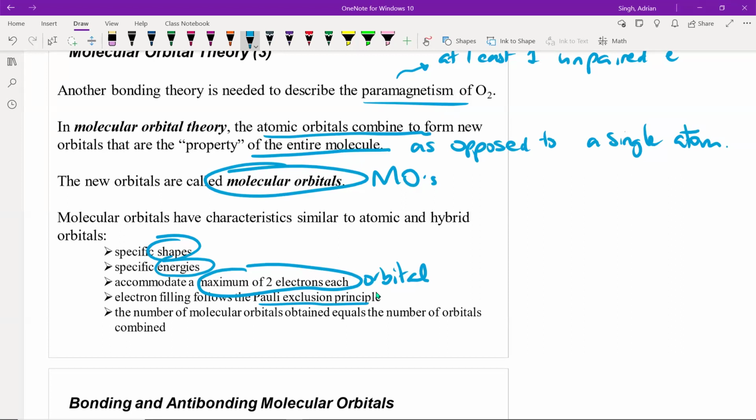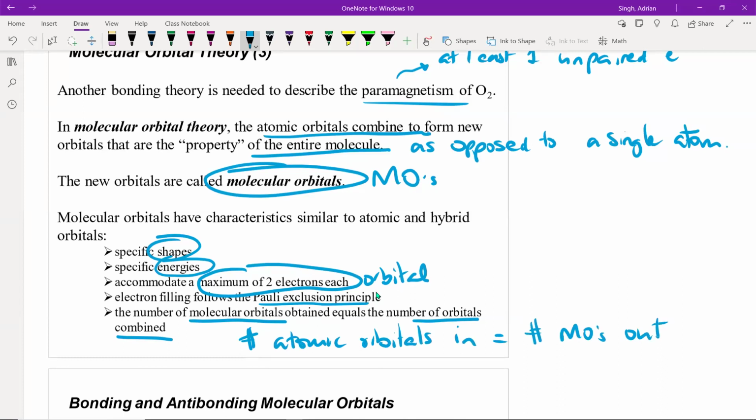And the other thing that we're going to see is just like we saw in the hybridization, the number of molecular orbitals that we get out is the same as the number of atomic orbitals that we put in. Okay, so let's rewrite that. The number of atomic orbitals put in is equal to the number of MOs that we get out. So if we combine two atomic orbitals, we're getting two molecular orbitals. If you put in four atomic orbitals, we're going to get out four molecular orbitals, and so on and so forth.